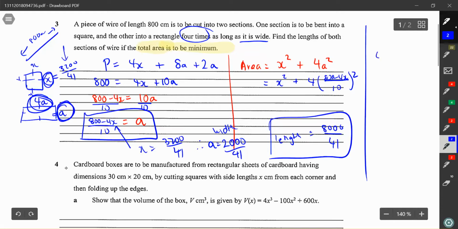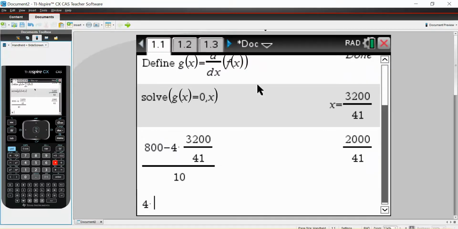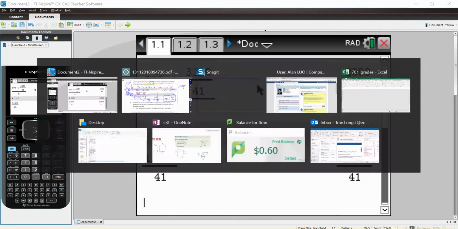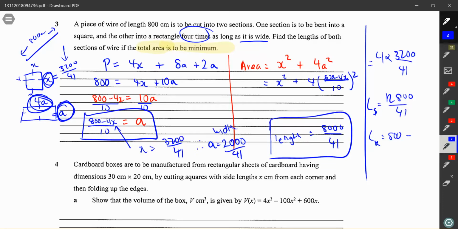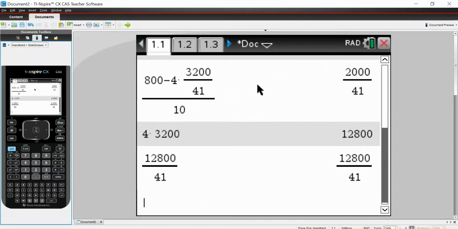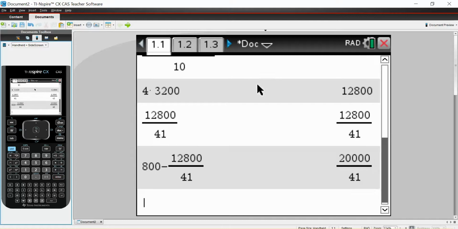So 4 times 3,200 on 41, and whatever that equals. That's 4. All right, 12,800 on 41. And that would be the length for the square. For the length of the rectangle, just do 800 minus that, because you know they had to add up to 800 centimeters. So if you subtract the length for the square, you get the leftover length for the rectangle. Here we go, 800 minus that, and 20,000.